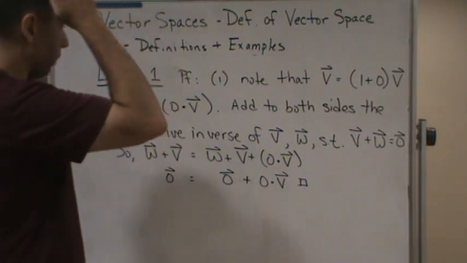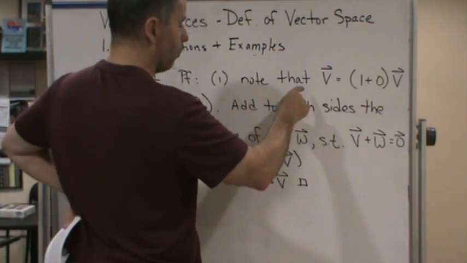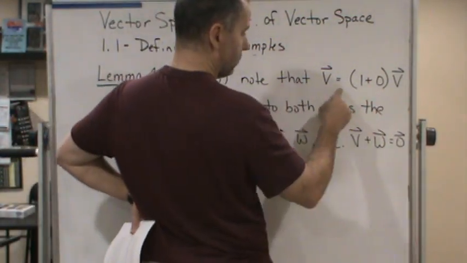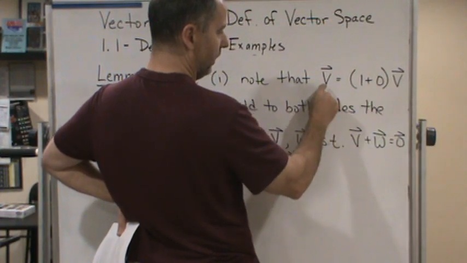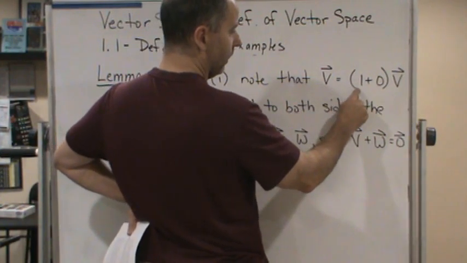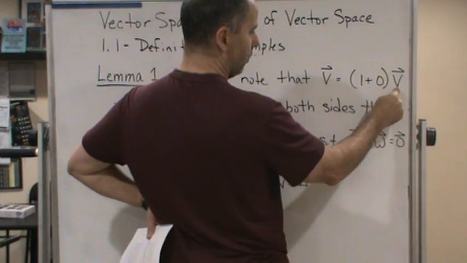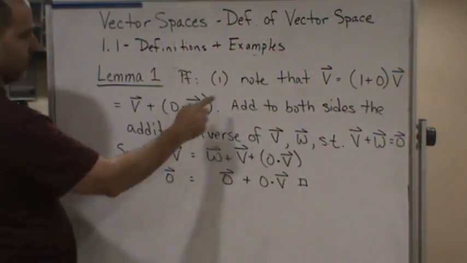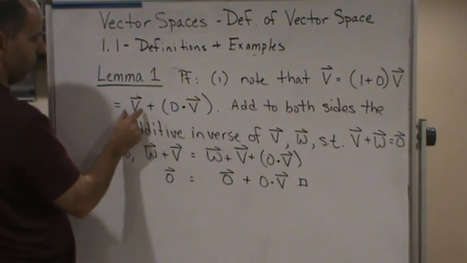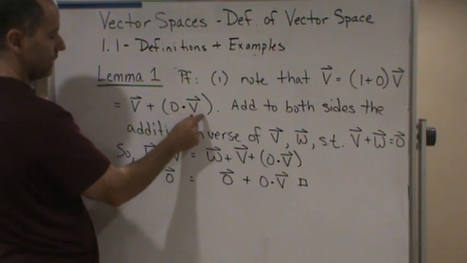So what we're going to do is note that we can write this like this, right? We can add a 0 in there. It's not going to change anything. So we can write any vector like this as 1 plus 0 times the vector. And then we can simplify that by using the distributive property, and we write it as v, the vector v, plus 0 times the vector.